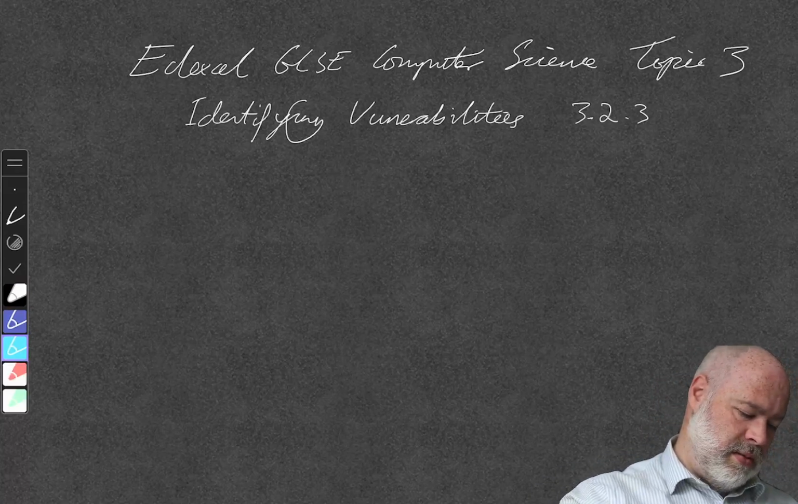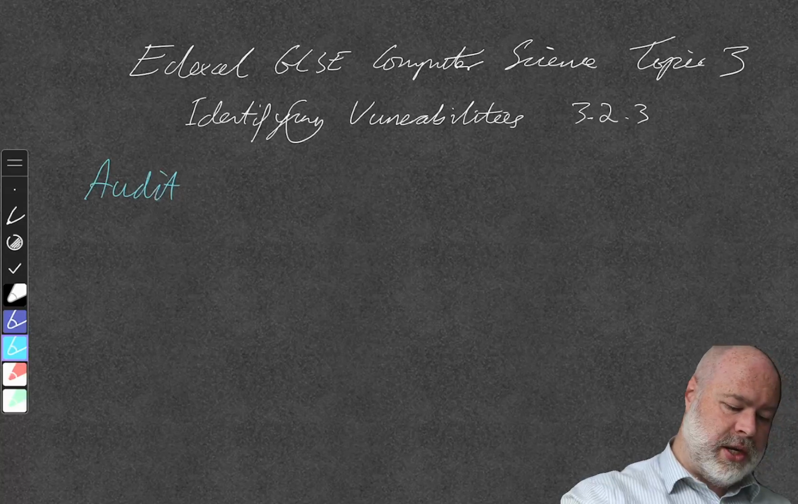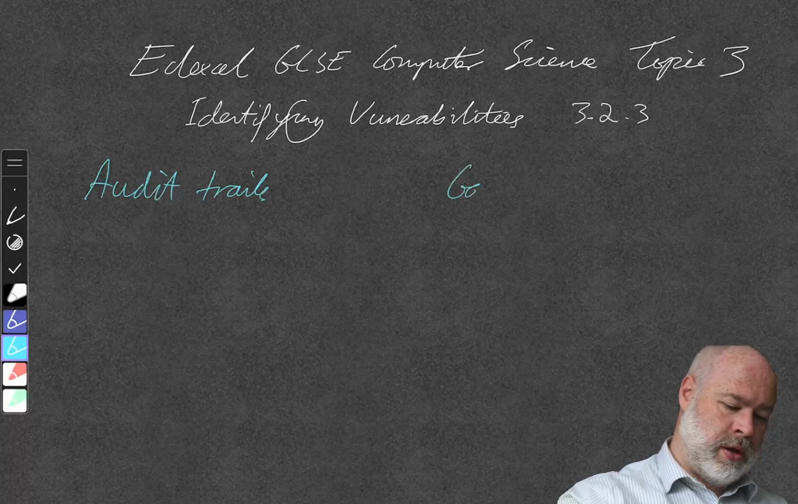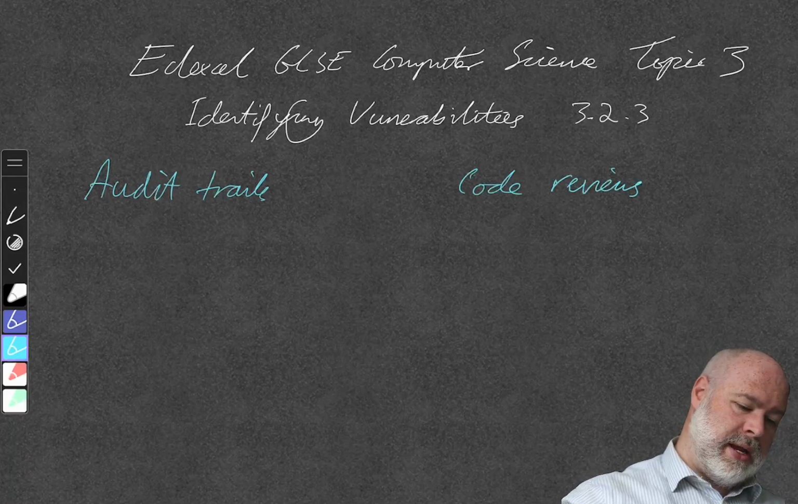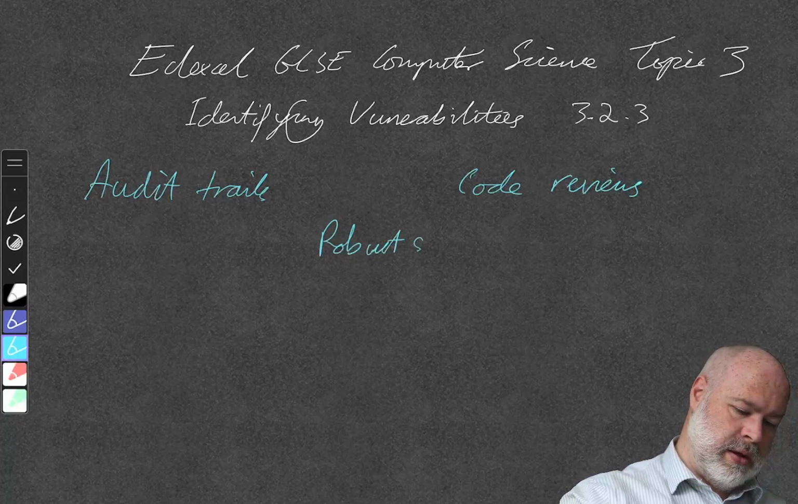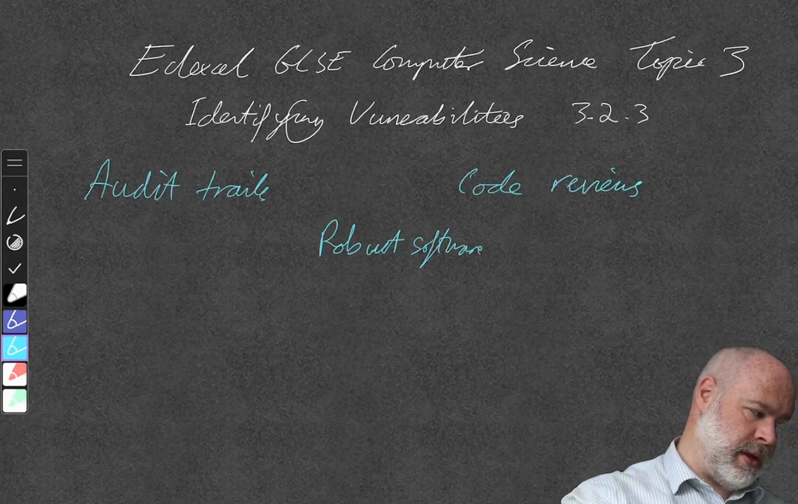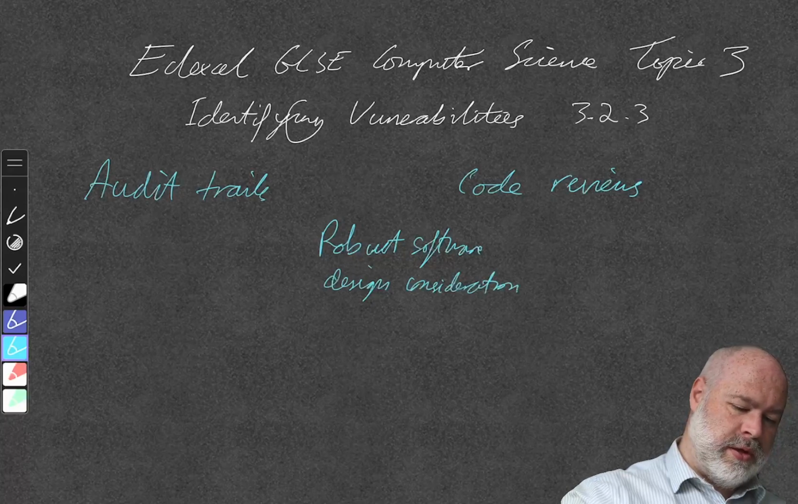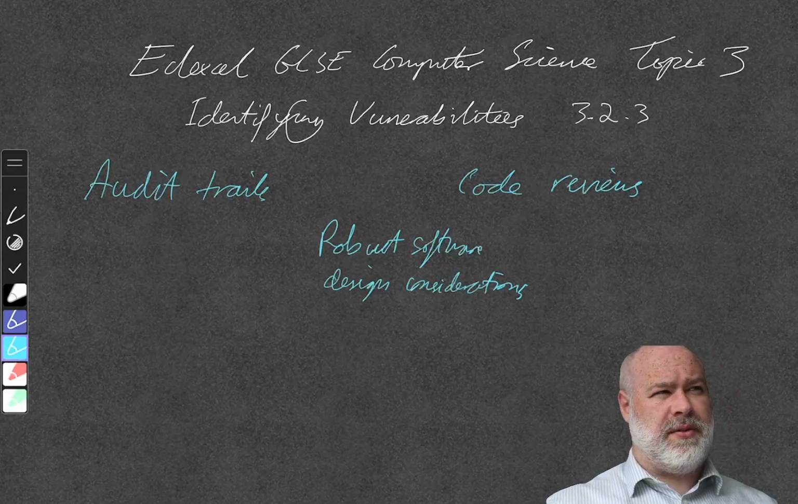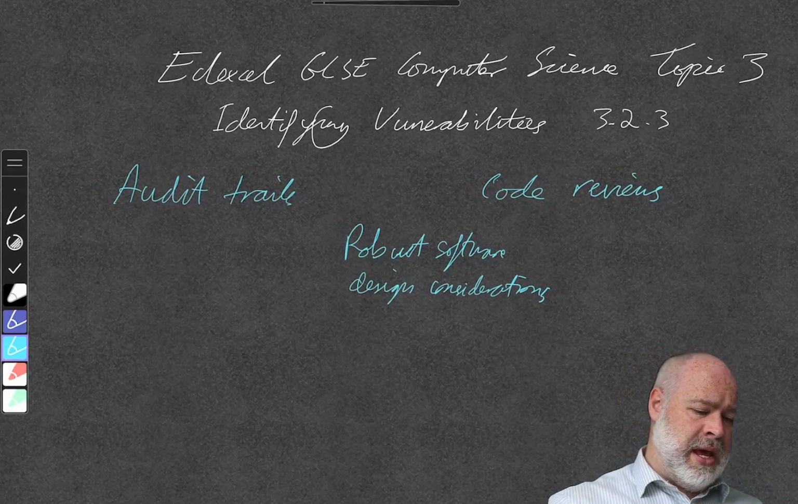That's going to be, which could come up in the exam, audit trails, code reviews, and this idea of robust software design considerations. So those are the 3 things we're going to be discussing for identifying vulnerabilities.